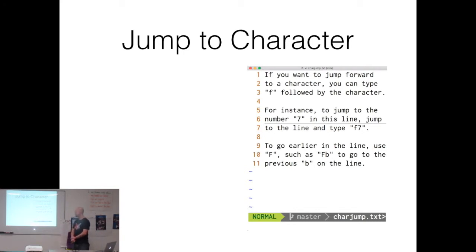And I don't have an actual example of this written up, but you can also use the numbers with these commands as well. So if there were, for instance, 3 7s on that line that we wanted to work with, but we only wanted to work with the third one, we could actually type 3F7, and that would jump us to the third 7 on that line, wherever it happened to be, assuming our cursor is.